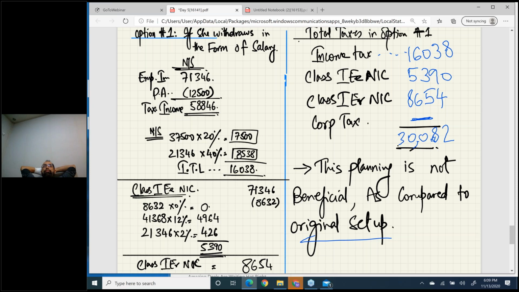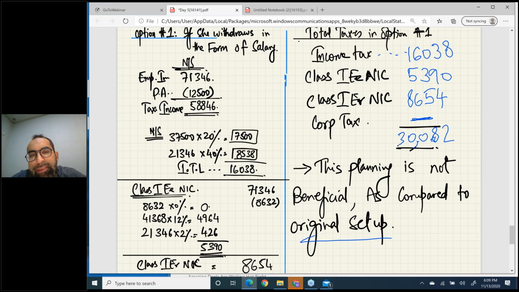Giving you 1 minute to think. In this case, the total cost is 30082. And what was the original plan? Original plan was only 23,000 something. So this is more costly. So no need to go for this.